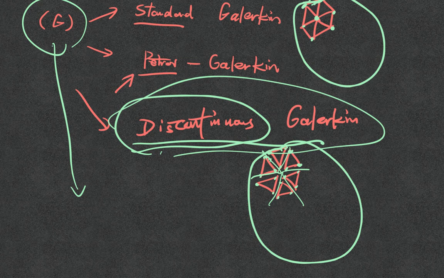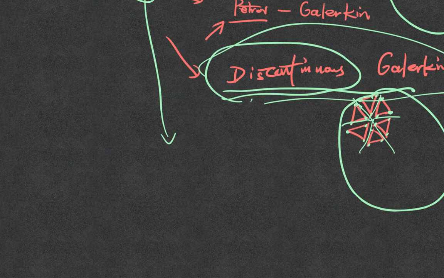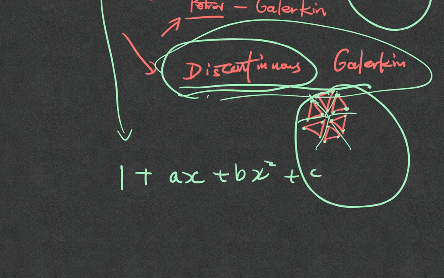What is the name of it? It's just polynomial, okay? So polynomial is a beautiful, elegant basis that can do a lot of things. What is polynomial? I think everybody learned it, right? 1, ax plus bx squared plus cx cubed. Okay, this is 1D.